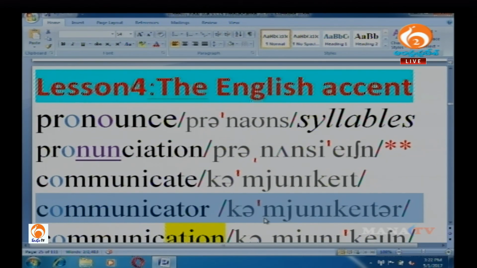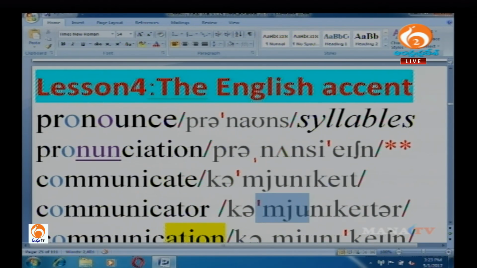How about this one? You try first. This is com, mu, ni, ca, tor. Five syllables. Which one is the loudest? Mu. Mu is the loudest. With the higher pitch, louder. As soon as you make your voice louder, pitch goes up automatically. So the easiest way to stress or accentuate a particular syllable is to say it louder. Automatically your pitch would go up. So try it. Communicator. Communicate, communicator.